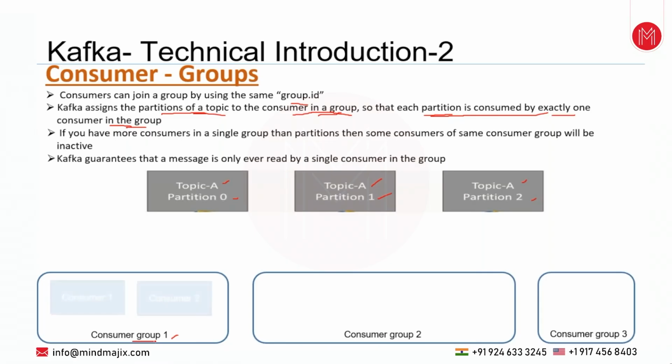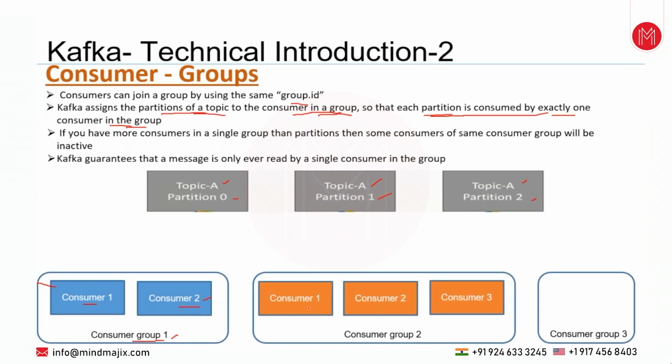Now, consumer group 1 has 2 consumers, say consumer 1 and consumer 2. This consumer is running from one application server, and this consumer is running from another application server, but they are using the same group name. In consumer group 2, there are 3 consumers, all running from different application servers. In consumer group 3, there is only one consumer, using consumer group ID 3. Perfect. Now the meaning of point number 2 here is very simple.